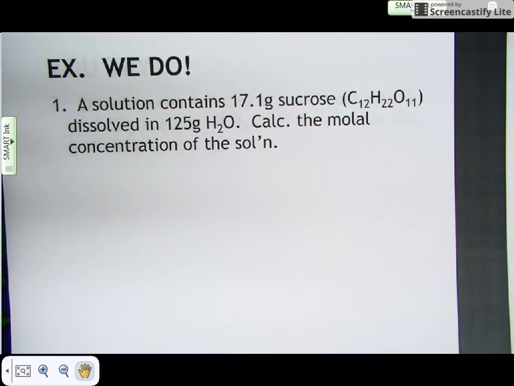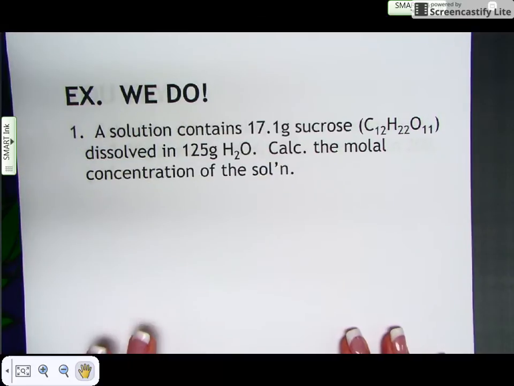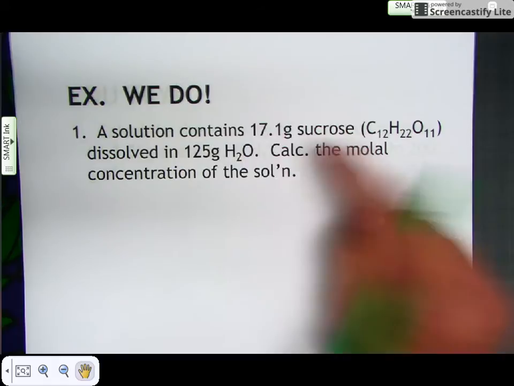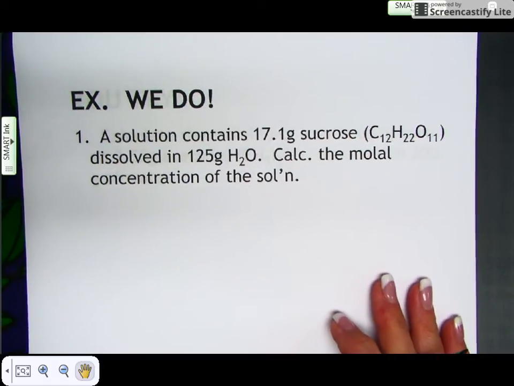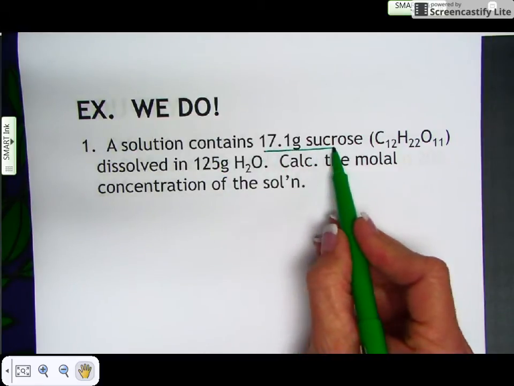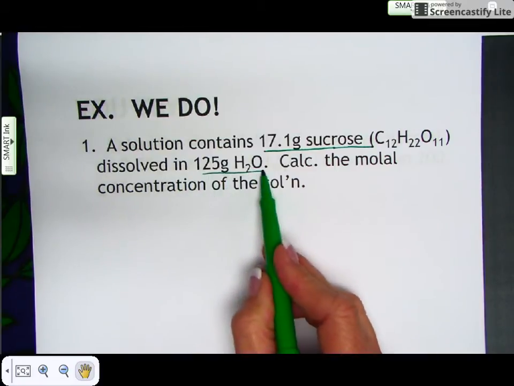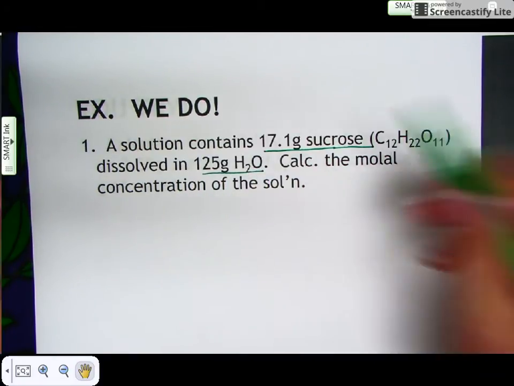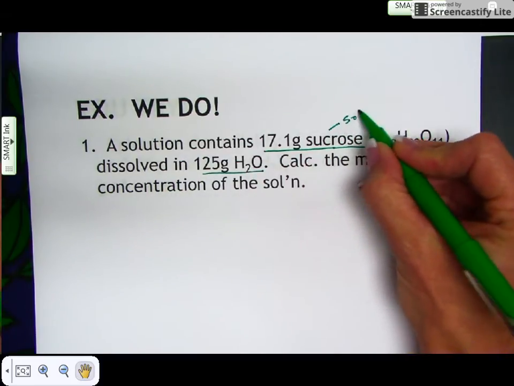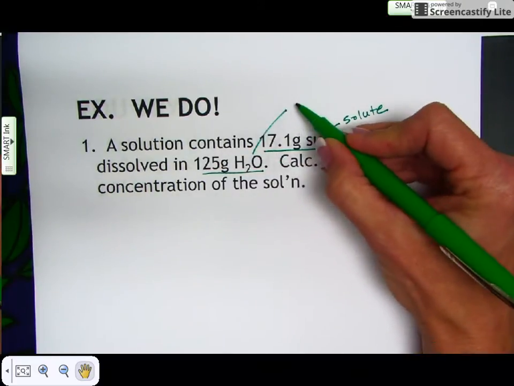All right, so let's look at some examples dealing with molality. These tend to be a little more challenging because if you'll notice here, both of these givens are in grams. And so you have to really use your context clues. So this says a solution contains 17.1 grams of sucrose dissolved in 125 grams of water. Now from that first sentence, you can tell the sucrose was dissolved in the water, which means the sucrose is the solute and the water is the solvent.